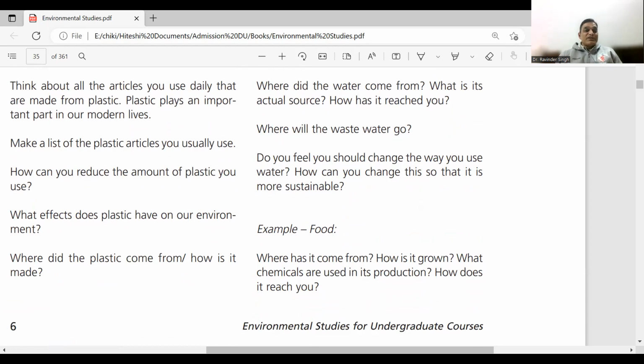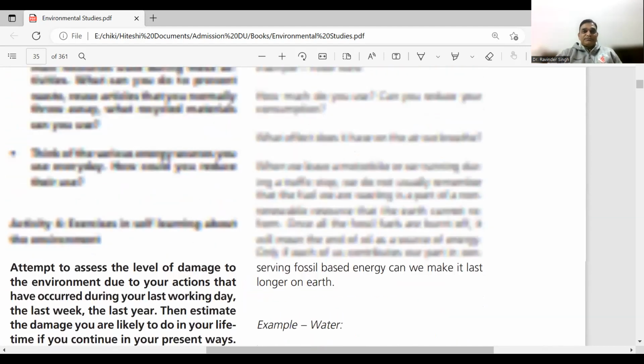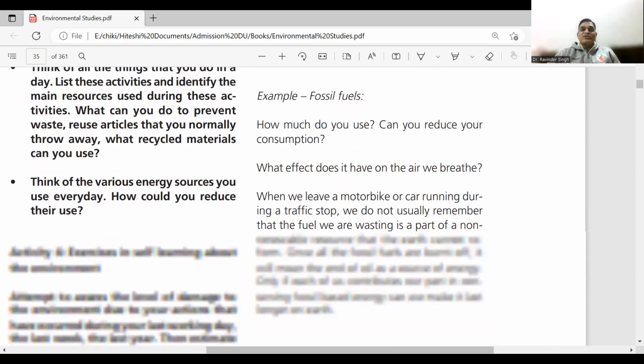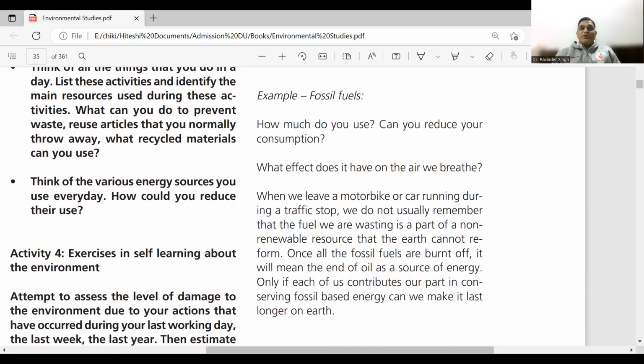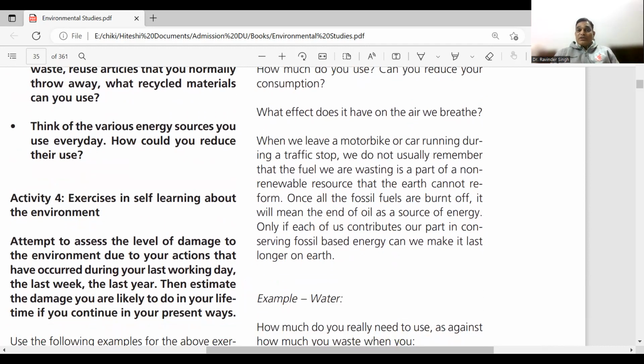Where did the plastic come from and how is it made? What happens to it when you throw it away? Where does it go? Example: fossil fuels. How much do you use? Can you reduce your consumption? What effect does it have on the air we breathe?